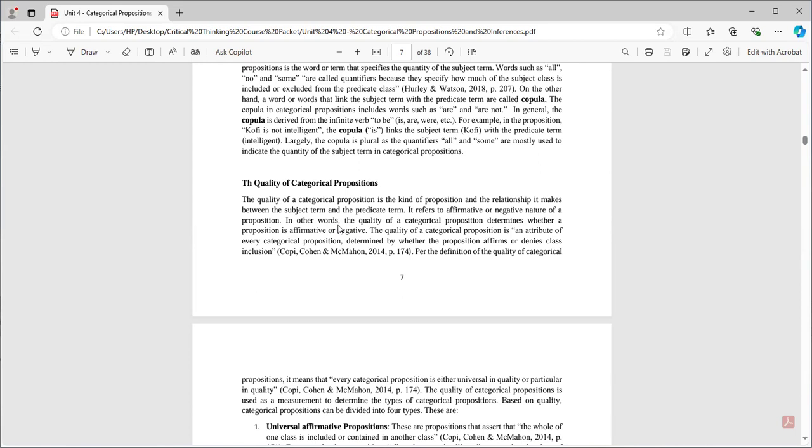So here again, we have all. All shows that it is positive. No is negative. Not is negative. So if I say all students are dangerous, all is put in a positive sense. No students are dangerous. No is negative. Some students are not dangerous. Not is negative. So any word that helps us to identify whether the statement is affirmative or negative is quality.